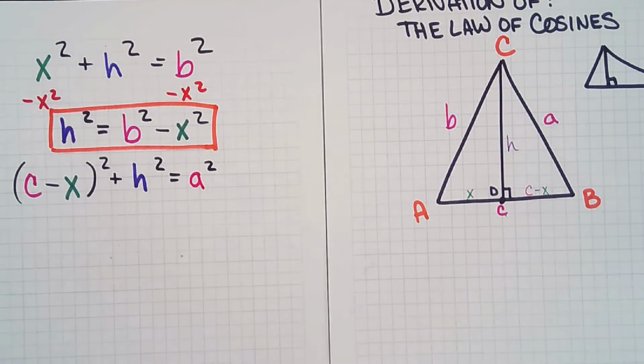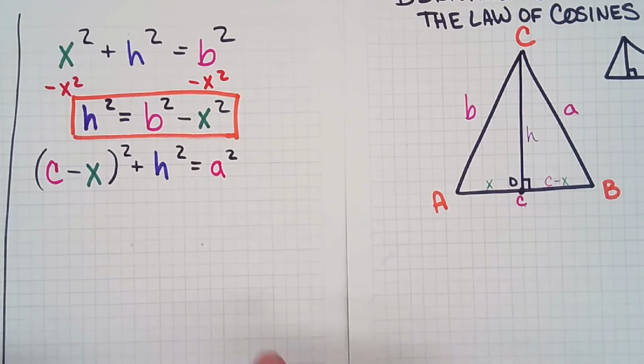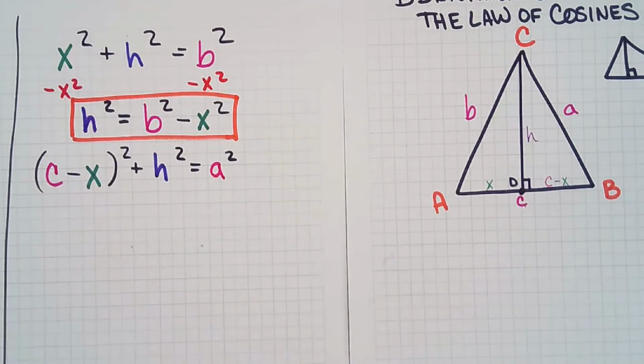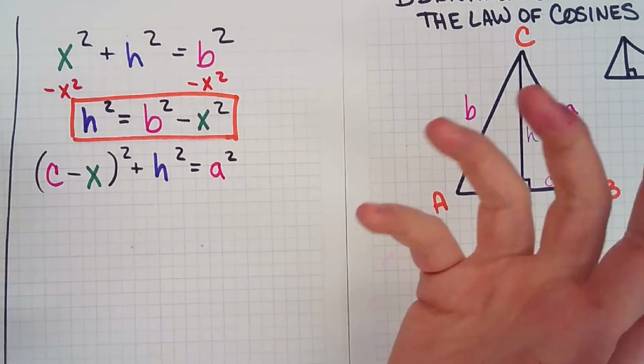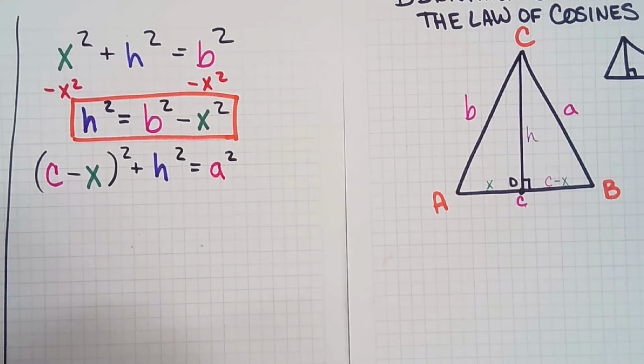Now, we're going to mess with this little bit that we have right here. We're going to tease this out. We're going to expand this. We know that squaring a number is multiplying it by itself. So when we square a quantity, we're just multiplying that quantity by itself.